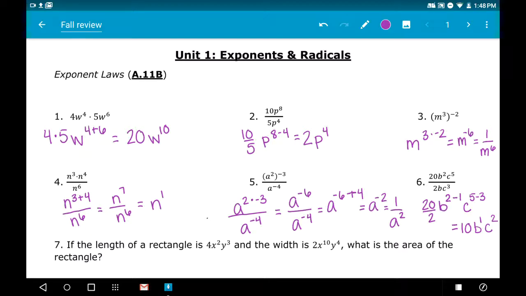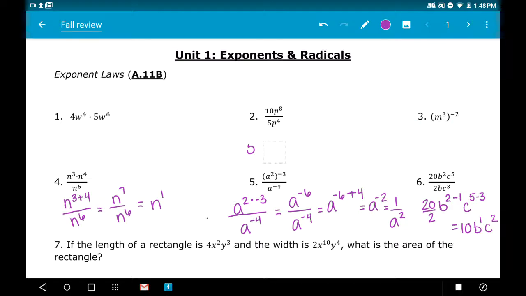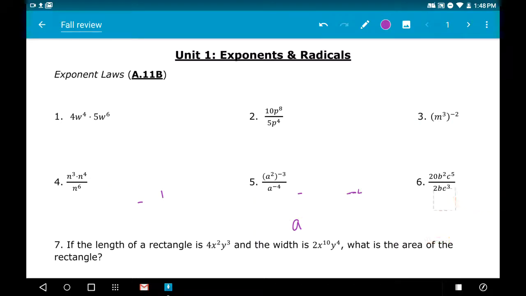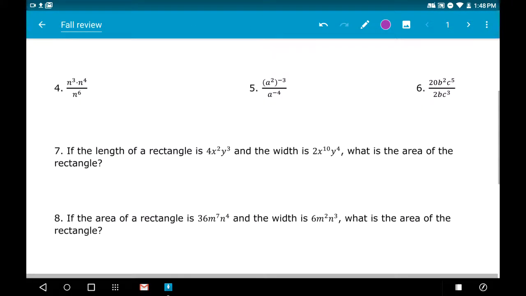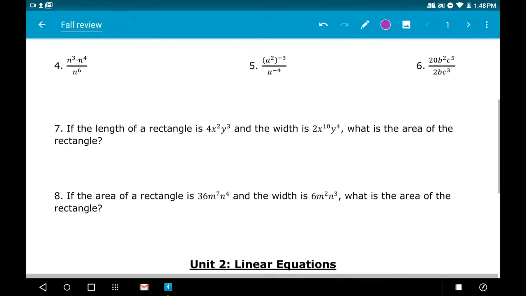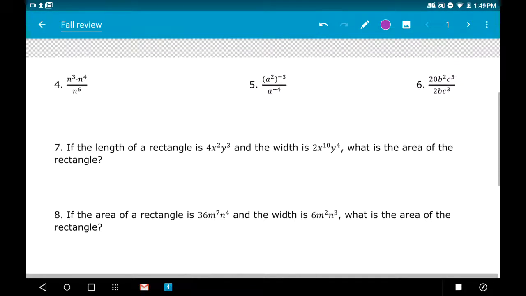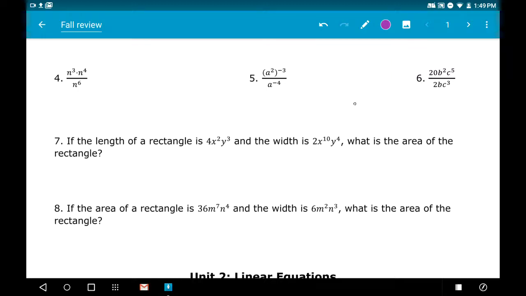So now we're going to move on to these word problems. So if we go down, we have two word problems about area that deal with exponent rules. So this first one says we have the length of a rectangle is 4x squared y to the third, and the width is 2x to the 10 y to the fourth. What is the area of the rectangle?